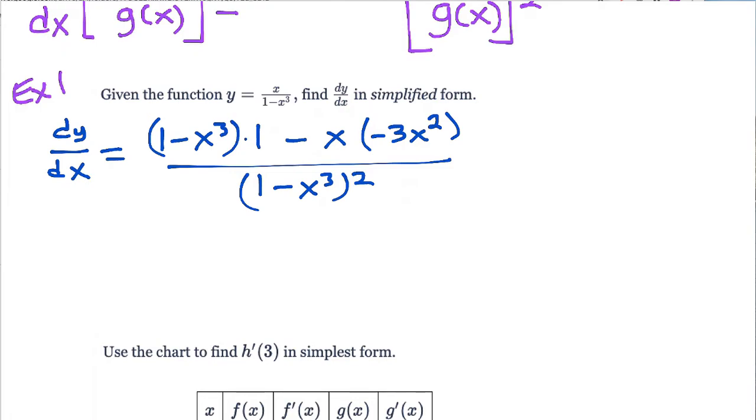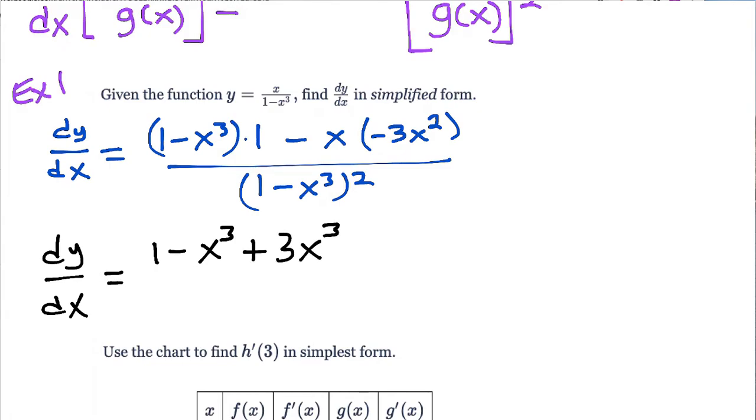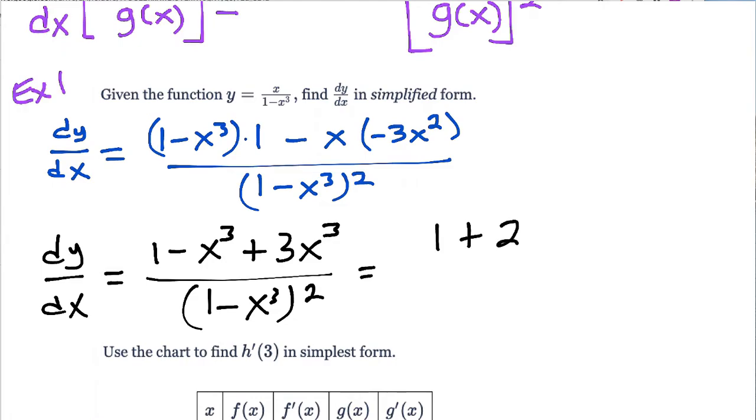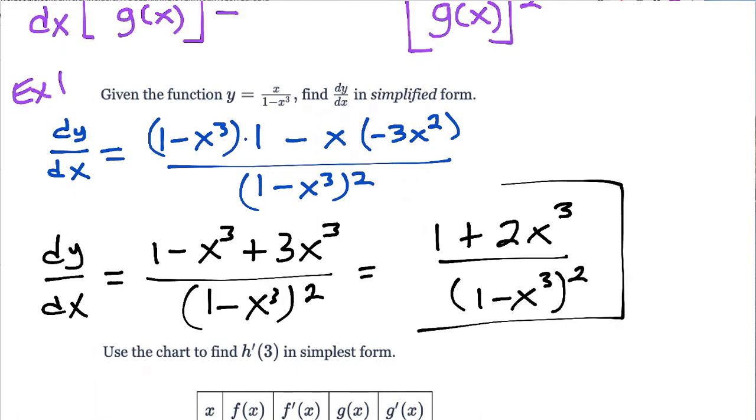Now, Delta Math is going to ask you to simplify this a little bit. So dy/dx is equal to 1 minus x cubed plus 3x cubed all over 1 minus x cubed squared. So the final answer that Delta Math wants is just to clean up the numerator, just add the like terms. It's still going to remain a fraction, so we can't simplify this any further. That's what you're going to put into Delta Math.